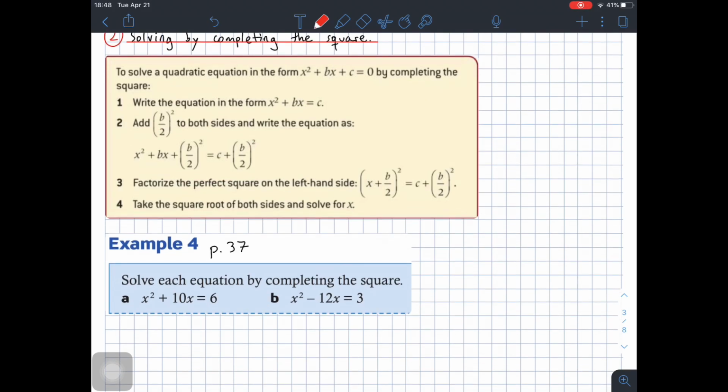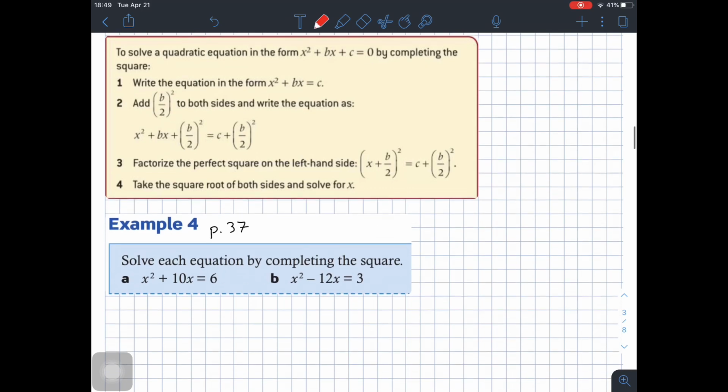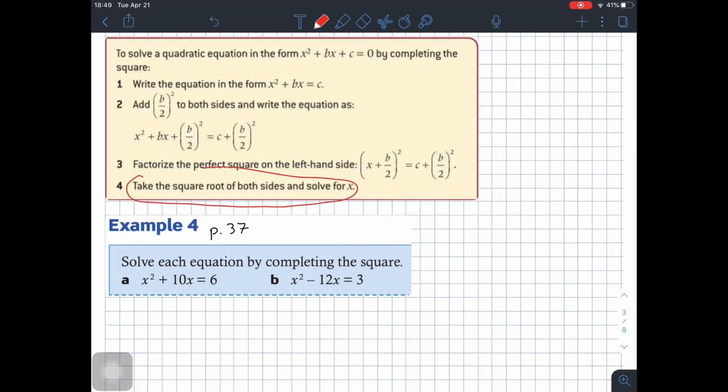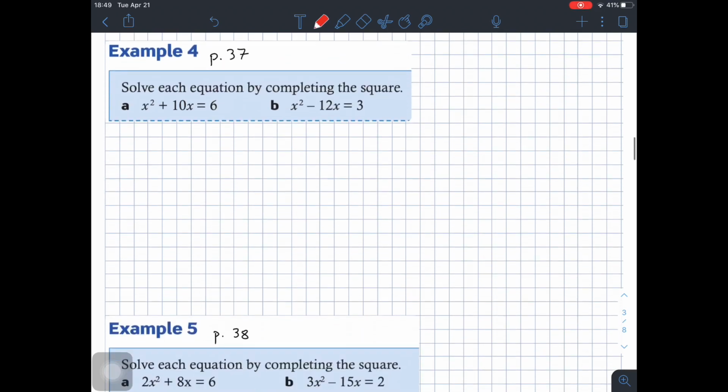Number 3, factorize the perfect square on the left hand side. Okay, so you see that if we write it in this way, we can factorize this and turn it to x plus b over 2 squared, which is exactly what we have right here. I'm going to show you that in a second. Okay, then step number 4, take the square root of both sides and solve for x. Okay, so let's see the example here.